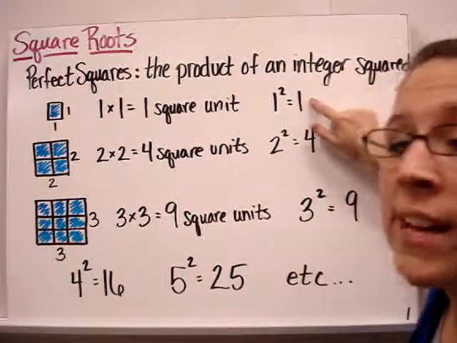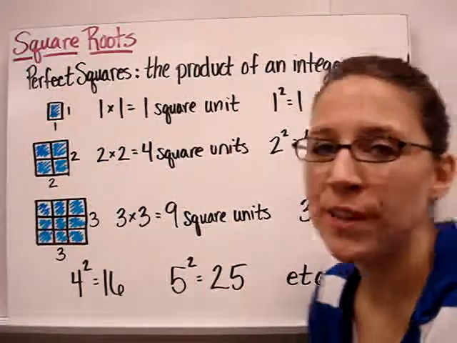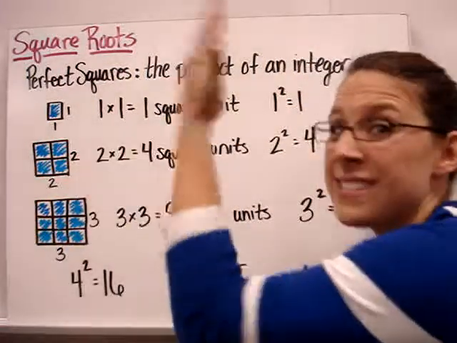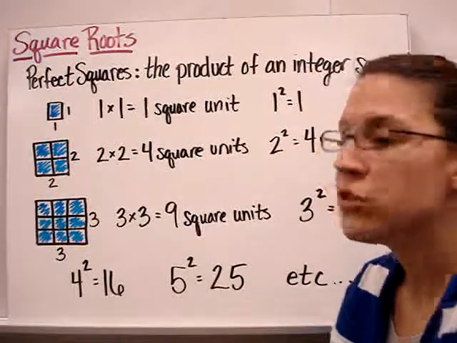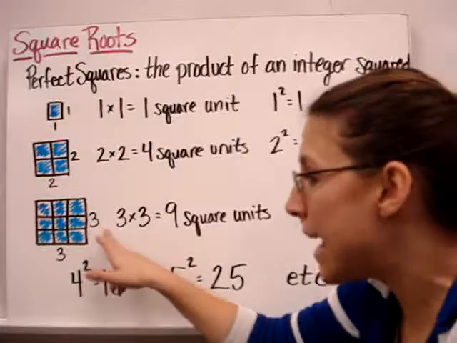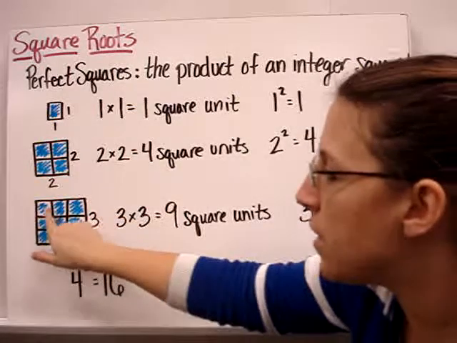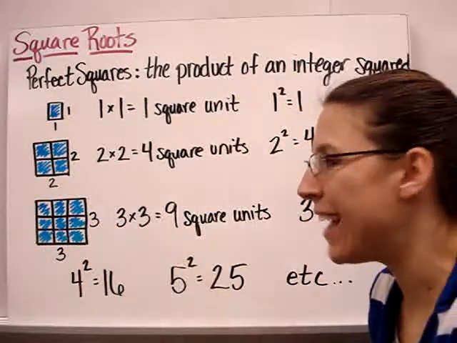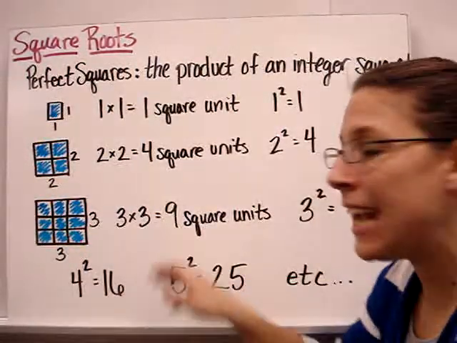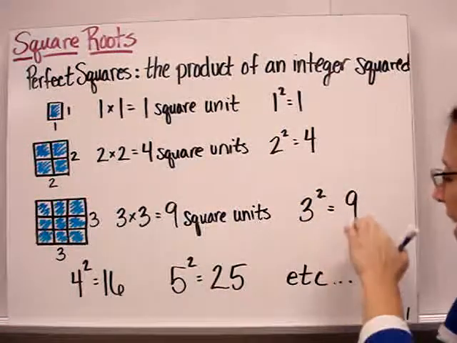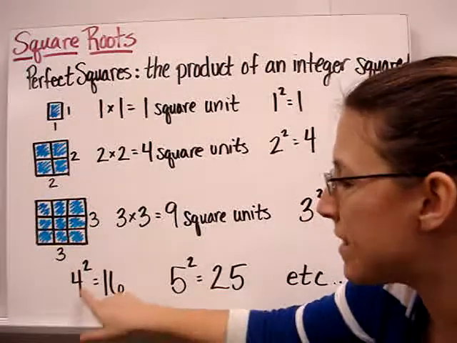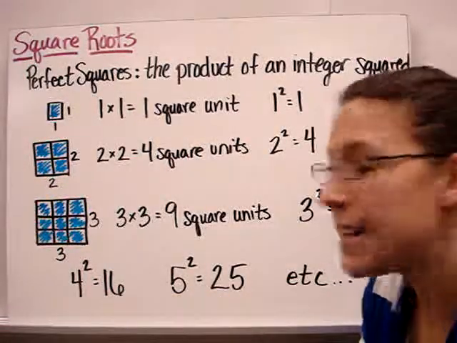So far 1 and 4 are perfect squares because they are the product of an integer squared. 1 is an integer, squared is 1. 2 is an integer, squared is 4. 3 times 3, we have a perfect square here, and you can see there are 9 square units here. 3 times itself is 9. 3 squared is 9. 9 is a perfect square. 16 is a perfect square because 4 times itself is 16.